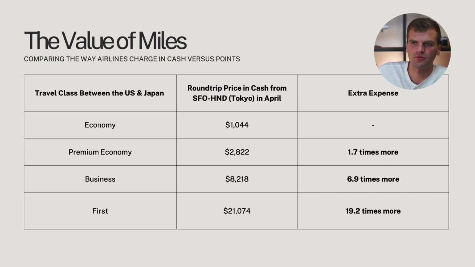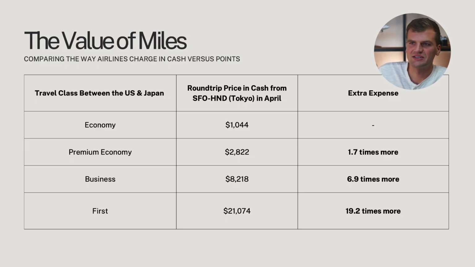So here's an example for a round-trip flight in economy class between San Francisco and Tokyo in April, you're going to pay just over $1,000. For premium economy, you're going to pay almost $3,000. For business, you're going to pay just over $8,000, and for first, you're going to pay just over $21,000.